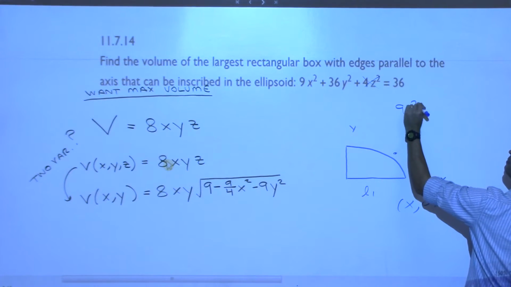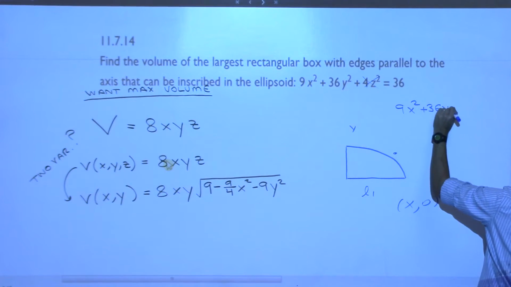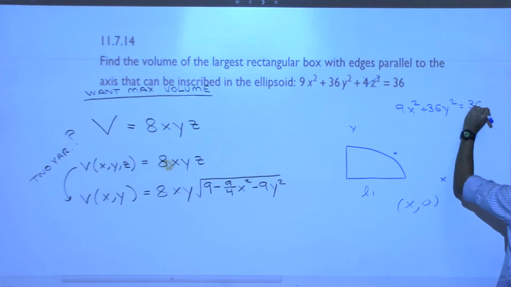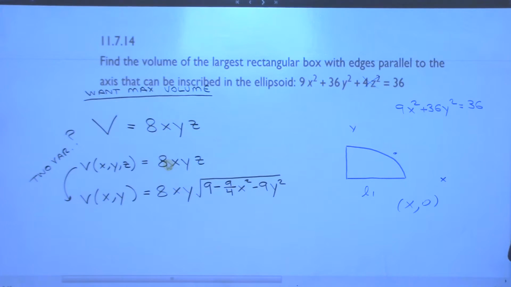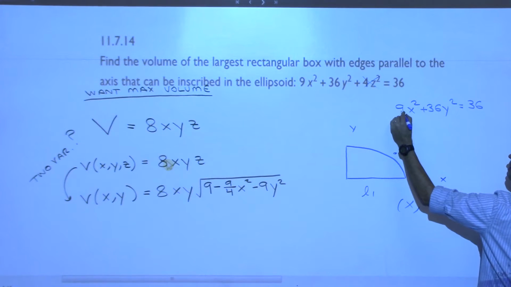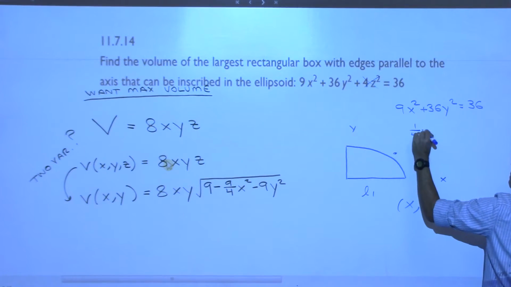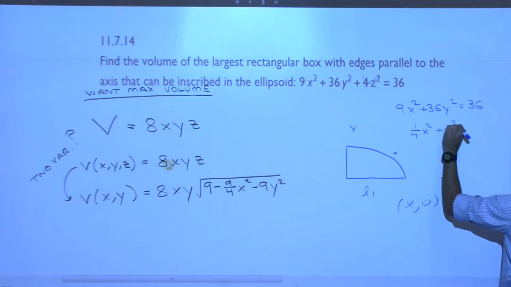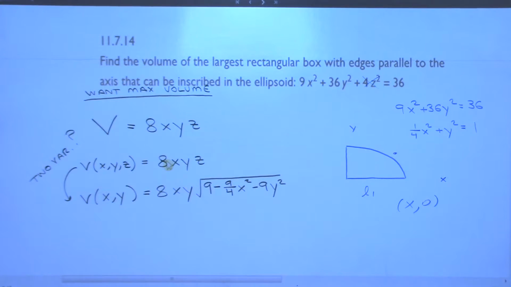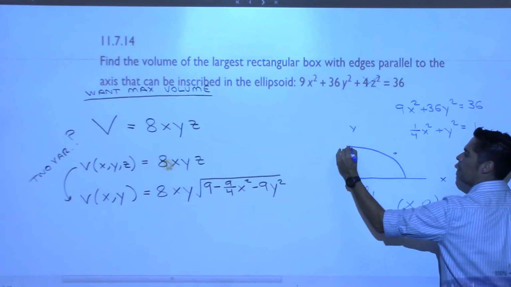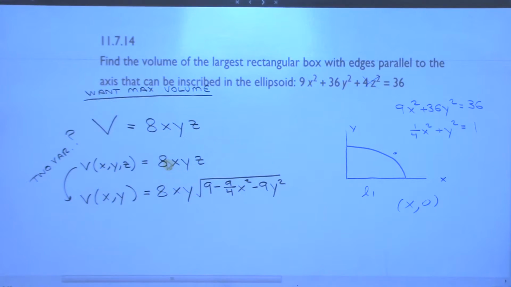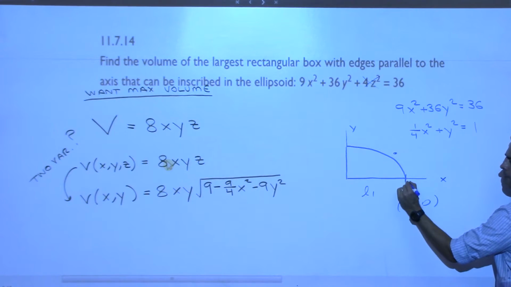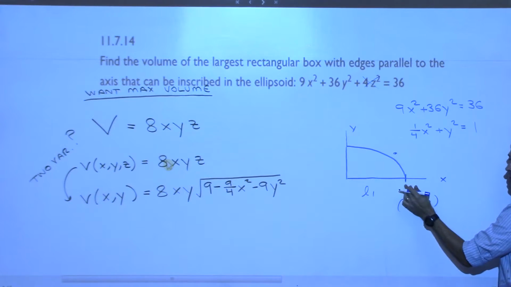9x squared plus 36y squared equals 36. I'll divide everything through by 36. 9 divided by 36 is 1/4, so x squared over 4 plus y squared equals 1. Now that is definitely an ellipse. What is this value right here? What's the biggest it can be? Is it the square root of 4?